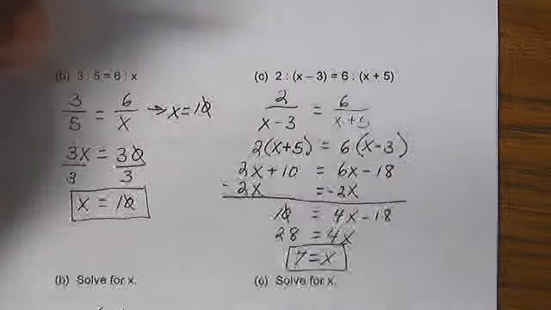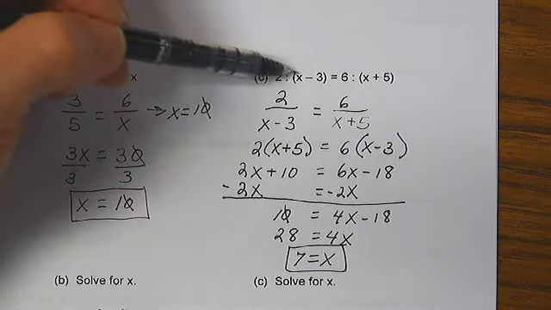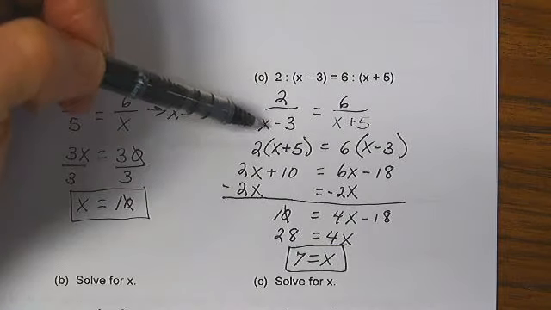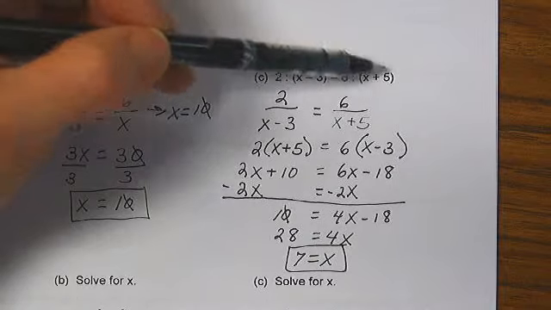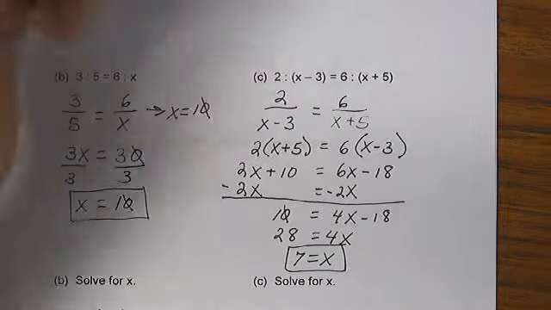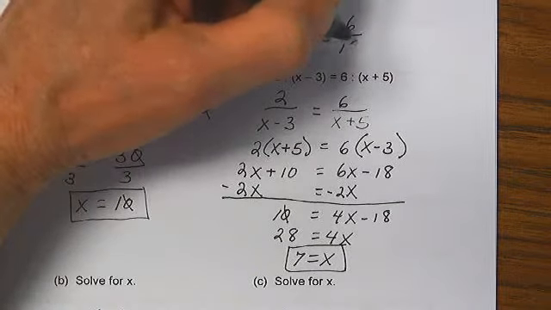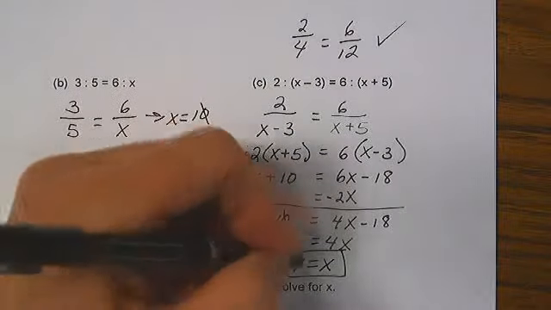Let's check to see whether we're right. 2 is to 7 minus 3. 7 minus 3 is 4. 2 is to 4 as 6 is to 7 plus 5, which is 12. 2 is to 4 as 6 is to 12. Is that true? That is absolutely true, so we know we're correct.